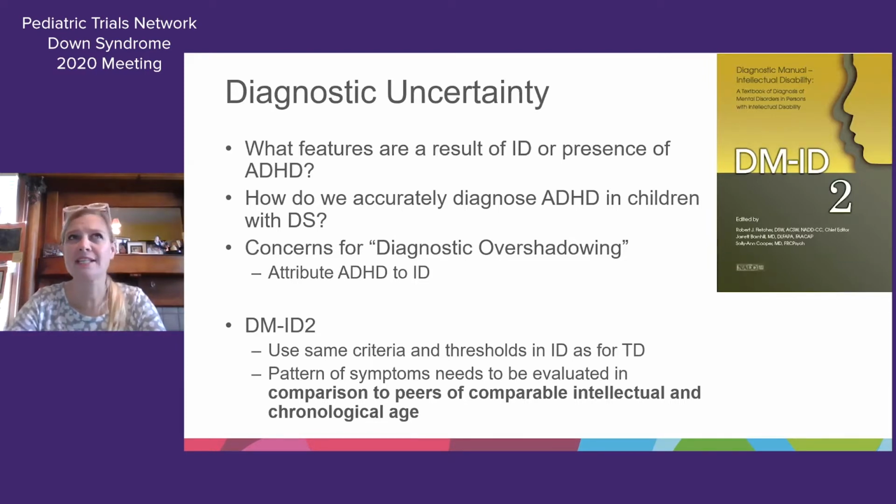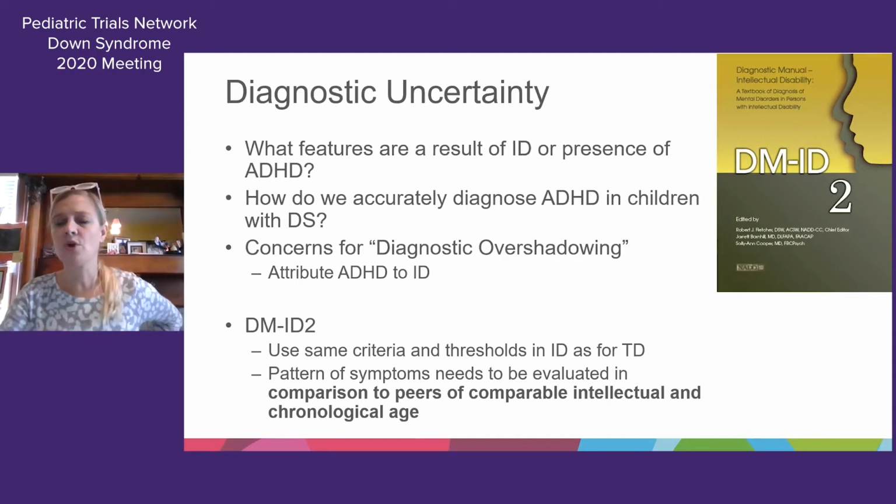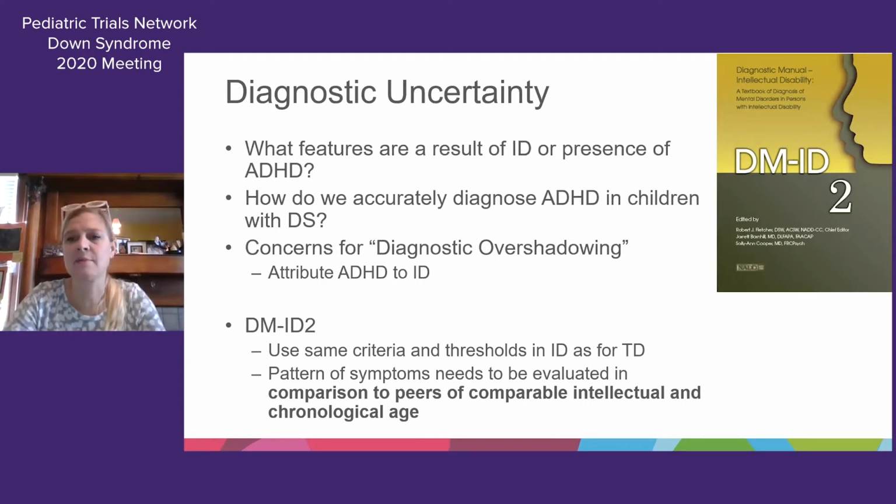So how do we accurately diagnose ADHD in kids with Down syndrome? This is referred to as diagnostic overshadowing, where we attribute symptoms of mental health conditions, in this case ADHD, to their intellectual disability. The Diagnostic Manual for Intellectual Disability has now come out with a 2nd edition, which is a companion book to the DSM to support making diagnoses in individuals with intellectual disabilities.